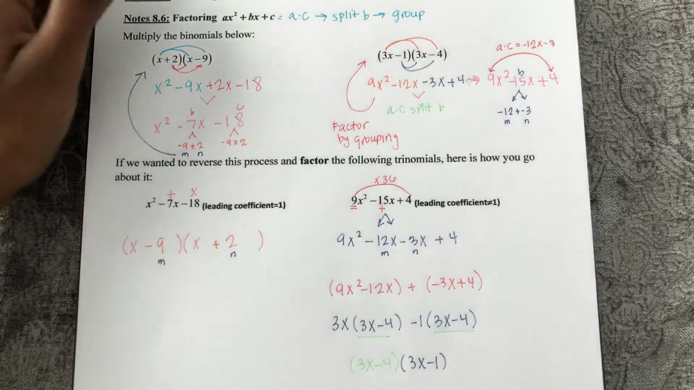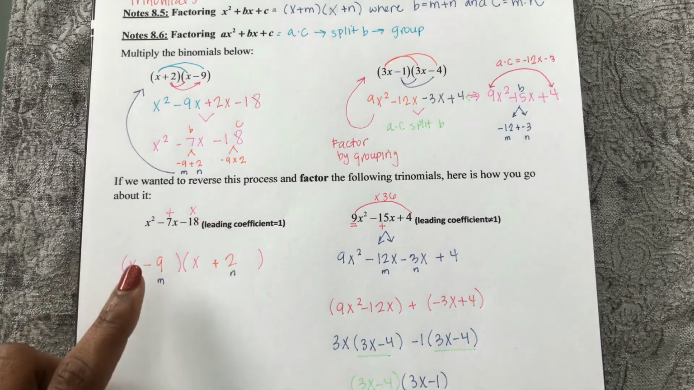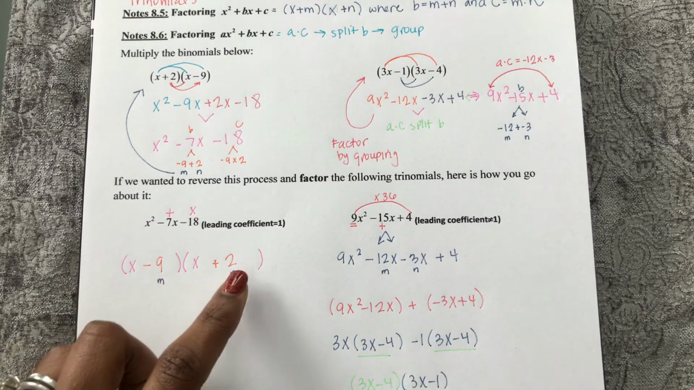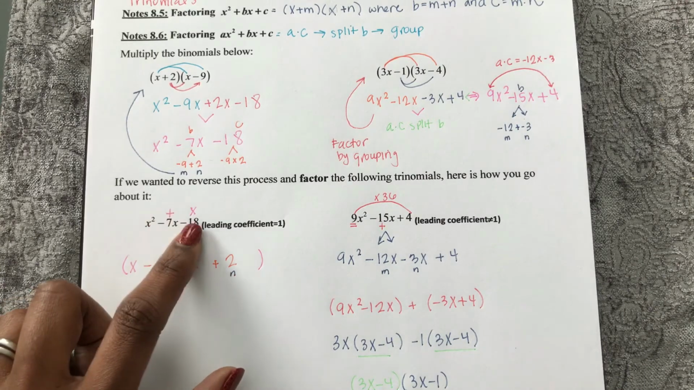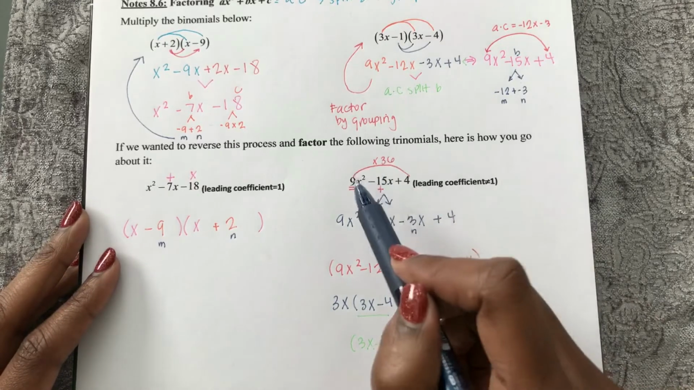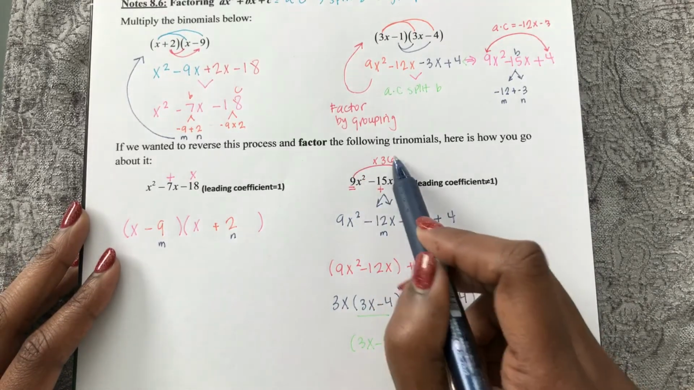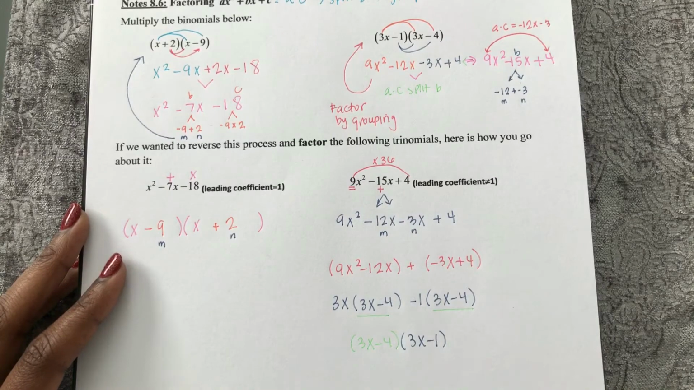So when we have leading coefficient equal to 1, factor to x plus m times x plus n, where m and n multiply to make c and add to make b. And here, multiply your a times c to find factors that split your b, and then factor by grouping.